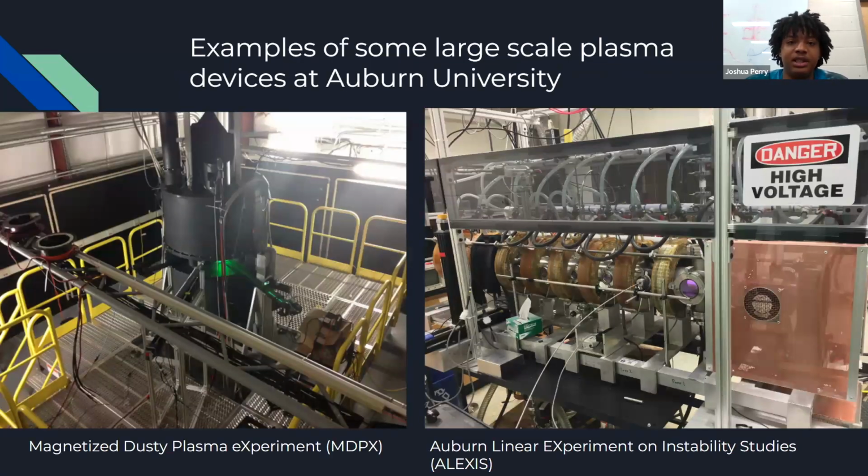And these are some examples of some large-scale plasma devices here at Auburn. On the left, we have MDPX, or magnetized dusty plasma experiment. This is basically a big magnet. I think it gets to 5 or 6 Tesla. And dusty plasmas are exposed to a magnetic field in there. And then on the right, we have the Auburn Linear Experiment on Instability Studies, nicknamed ALEXIS. It's an inductively coupled RF source for the plasma, and plasma turbulence is kind of a main point in this.